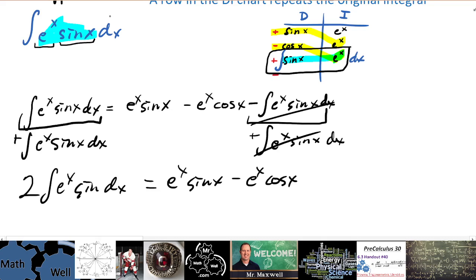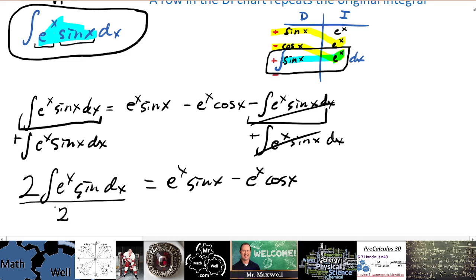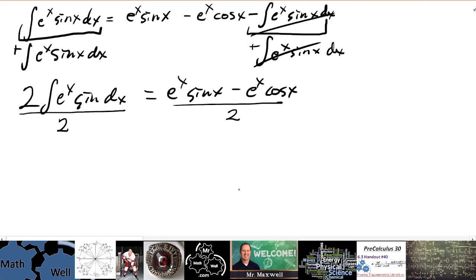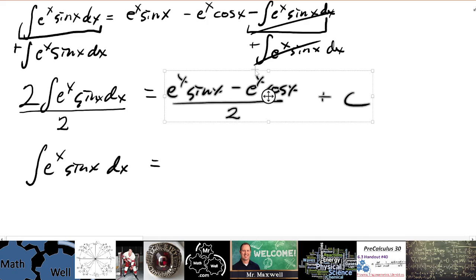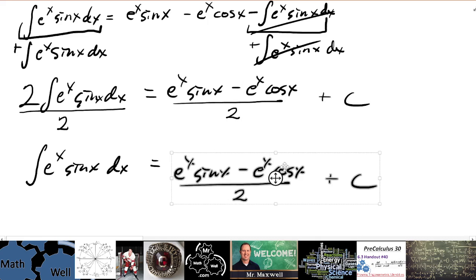So what was I trying to find? I was trying to find a simplified explanation or a description of what this integral is. What does this integral equal? What's the simplified version? Well, if I just divide both sides by 2, because I have 2 of these, then what I'm left with over here, the integral of e to the x sine x dx, is actually equal to this right here plus C. So this is my answer right here.